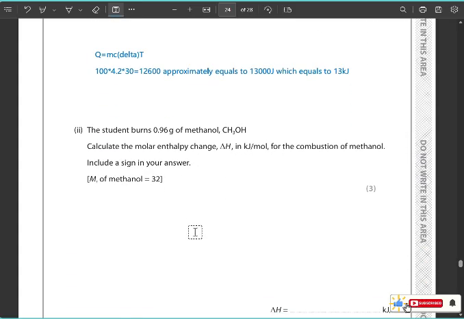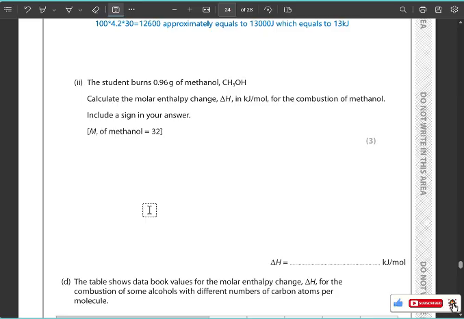Okay, the student burns 0.96 gram of methanol, whose formula is CH3OH. Calculate the molar enthalpy change delta H in kilojoule per mole for the combustion of methanol. Include a sign in your answer.